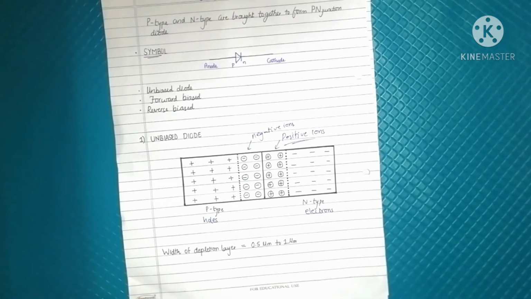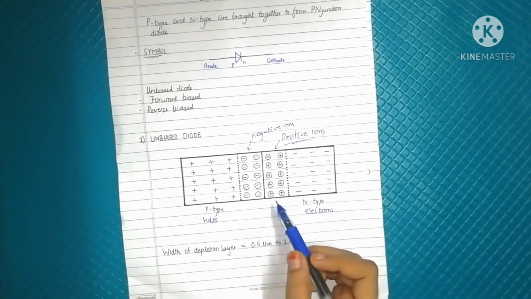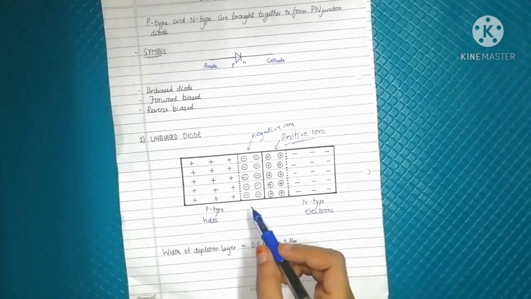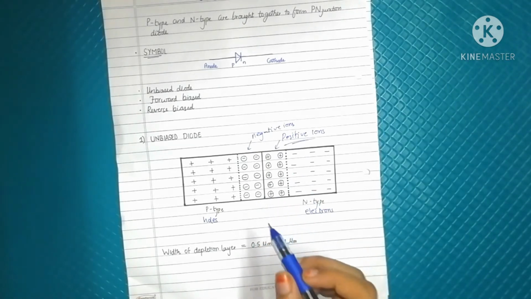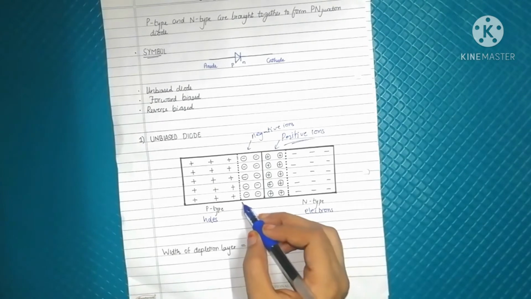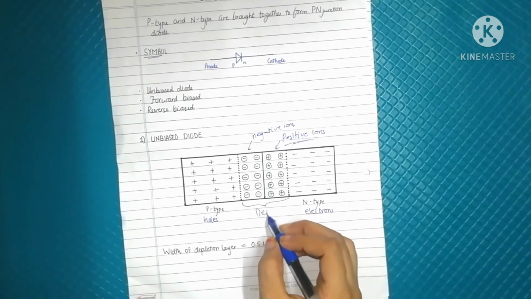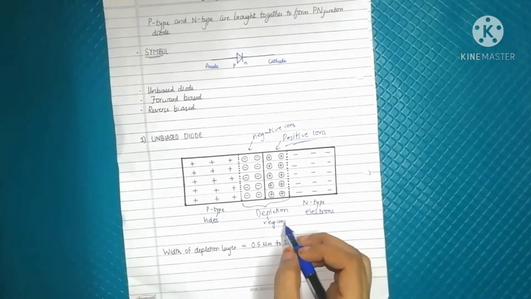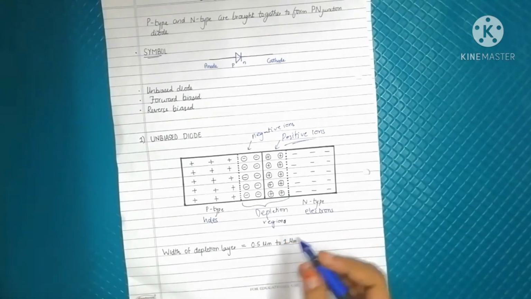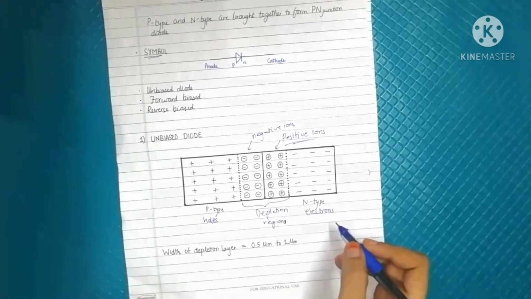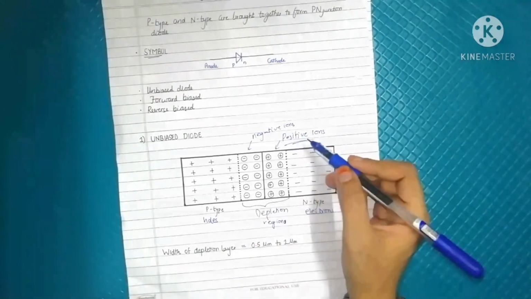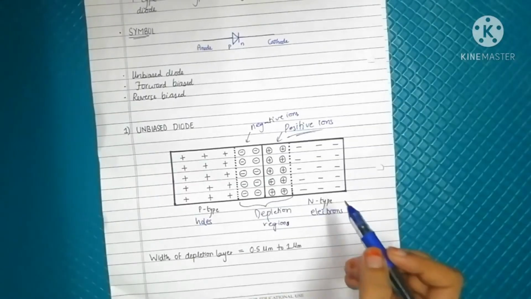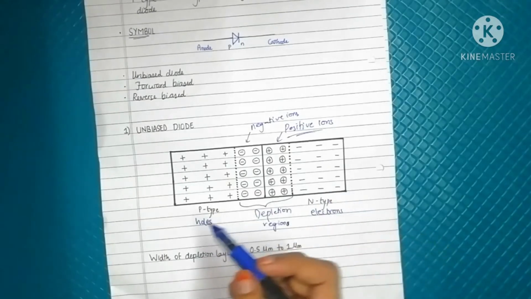The free charge carriers, that is electrons and holes, disappear from the region due to these ions and thus a depletion region is formed. This region is depleted of the free charge carriers and thus it is called as depletion region. Holes and electrons are the free charge carriers and these positive and negative charges are just ions and they are immobile ions.